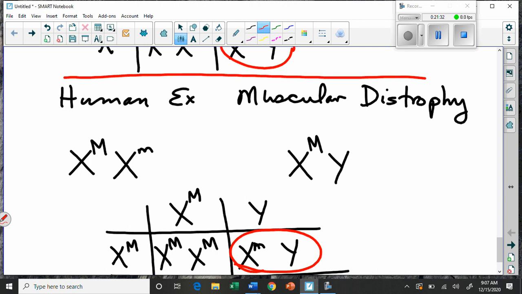But do you notice something interesting? If it's a female child, she's off the hook. There is no way on this cross.